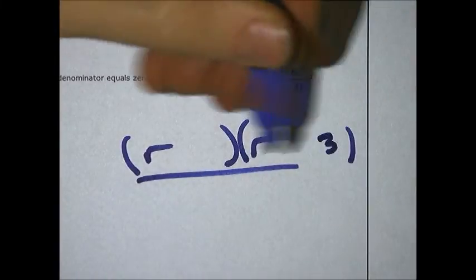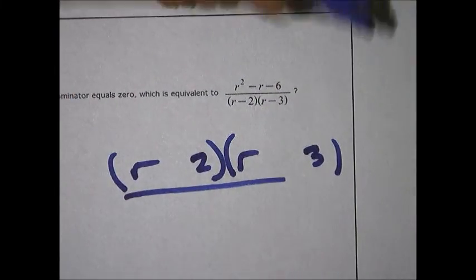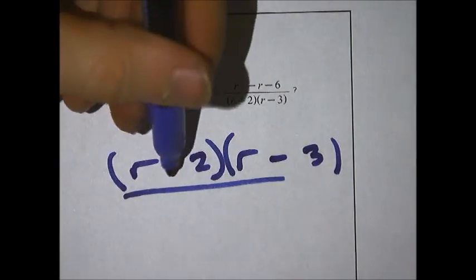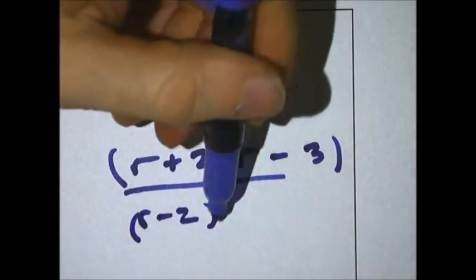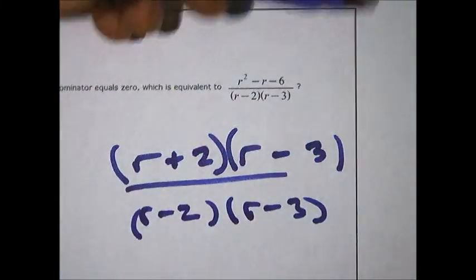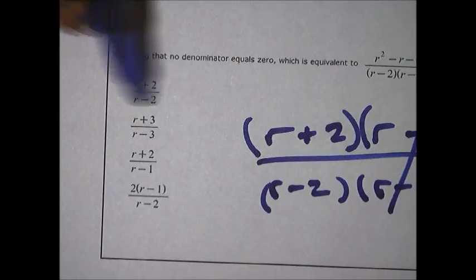So I'm thinking a 3 and a 2. Again, I want a negative 1 in the middle, so I'm going to let my 3 be negative and my 2 be positive. On the bottom we have R minus 2 and R minus 3. The R minus 3's cancel, leaving us R plus 2 over R minus 2. First choice.